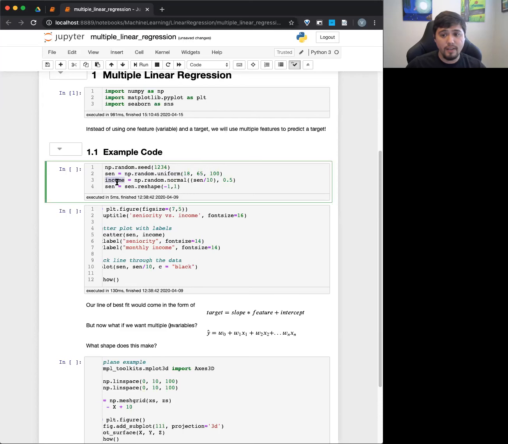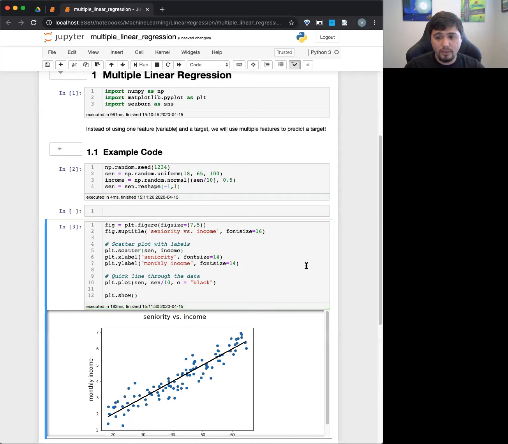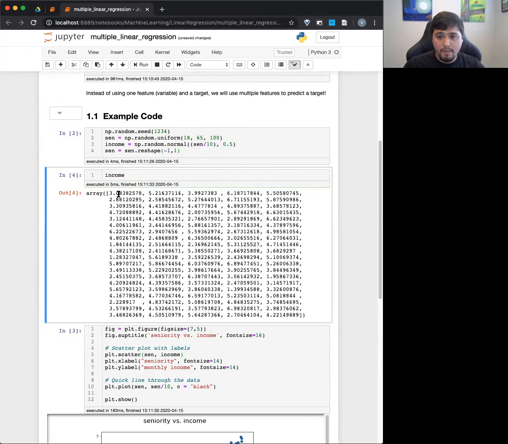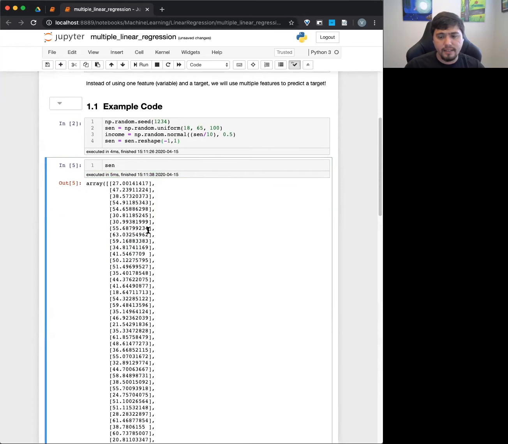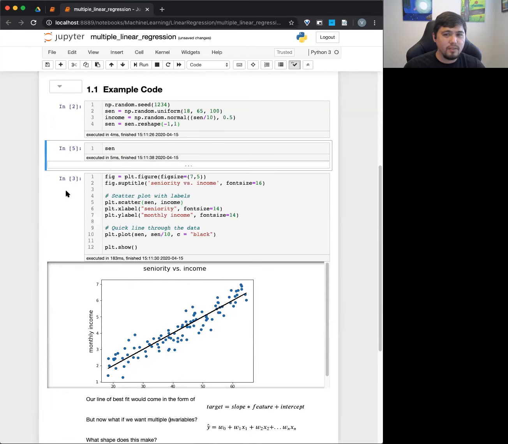And then this will also have an income right here with a standard deviation of 0.5 and basically a normal distribution. It's going to use this array as its input in here. Note that we're just reshaping it so it's easier for us to see, and we're going to plot it out so we can see it better. If I look at income real quick, you can see those are the different values. Because we reshaped it, each point now is its own separate thing, and it makes it easier for us to plot.